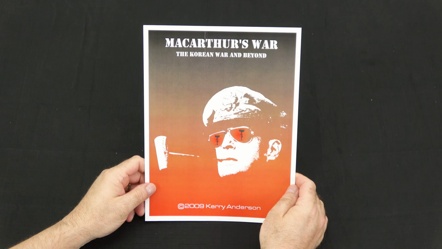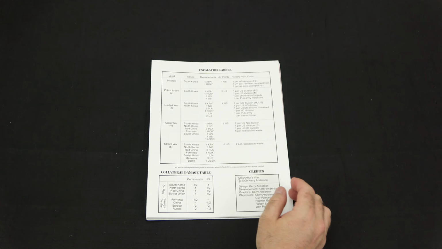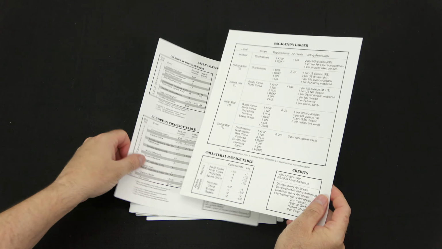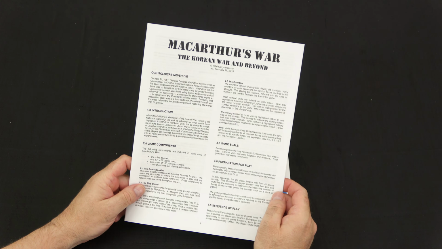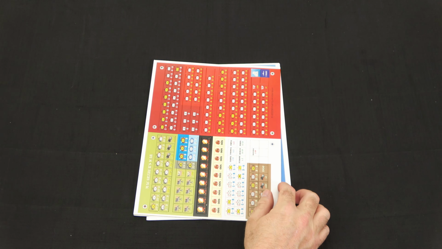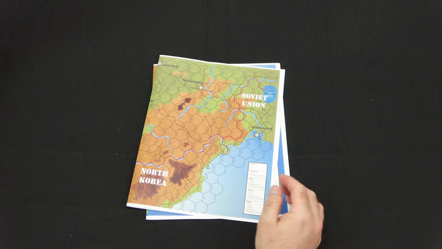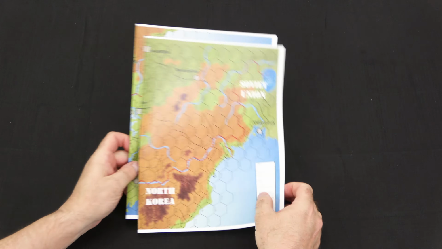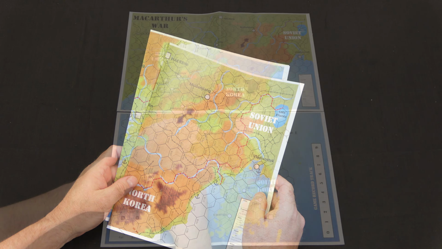And we start off with the cover sheet, and on the back of that we have the strategic display, a couple of player aids, our rules, our counter sheet, and our maps. So let's set up the maps and take a closer look at the game.